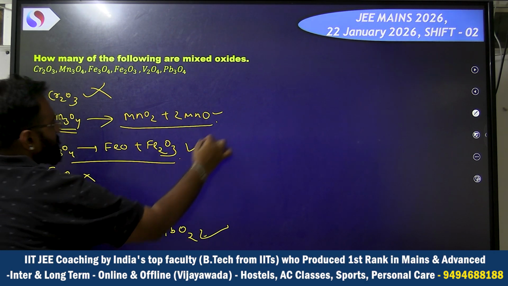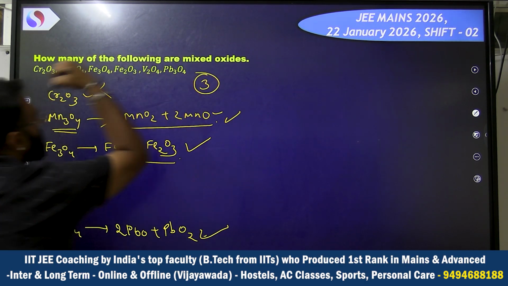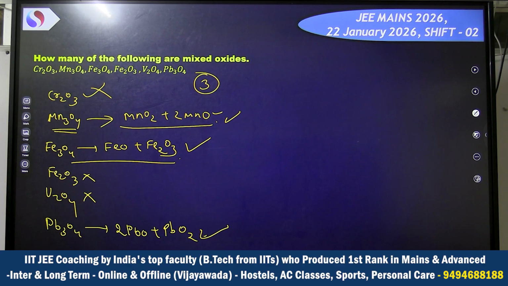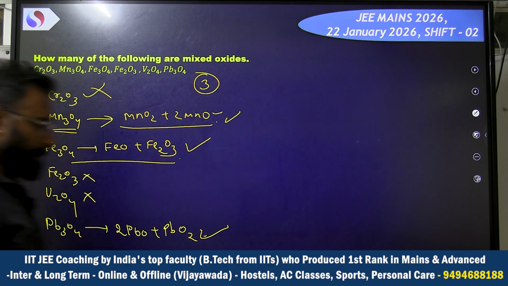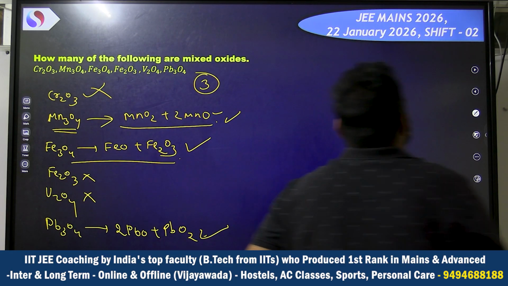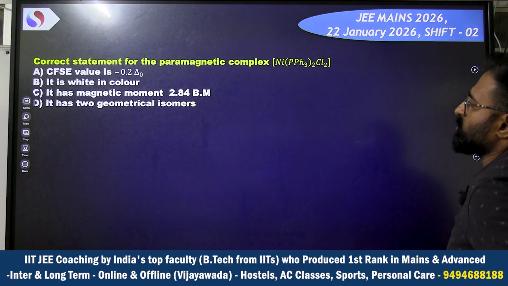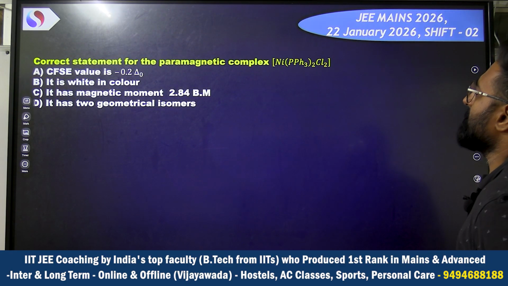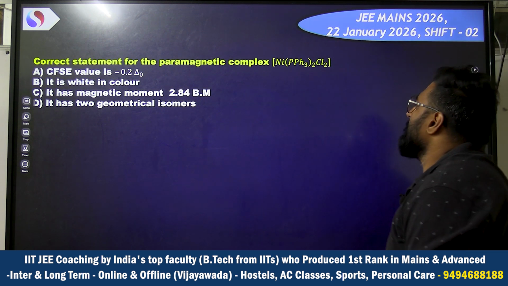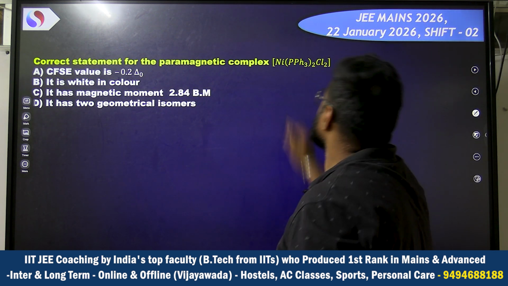So how many mixed oxides do we have? 3. We have 3 mixed oxides: Mn3O4, Fe3O4 and Pb3O4. These are mixed oxides. Next question. Correct statement for paramagnetic complex Ni(PPh3)2Cl2. Chalo.